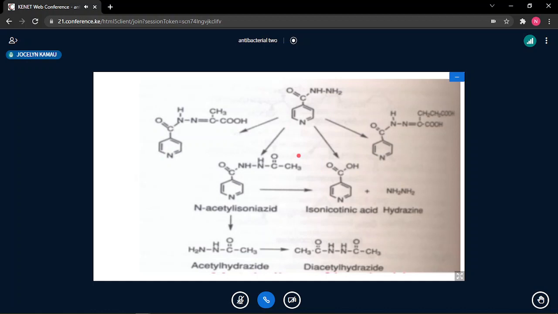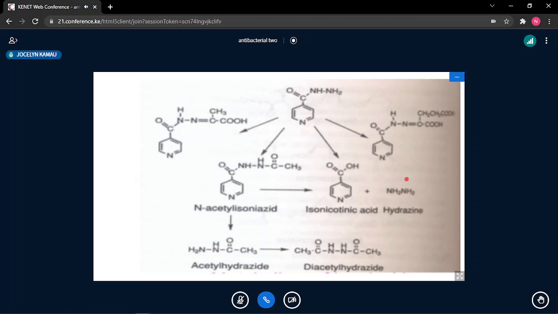Now, when we look at the main route of metabolism of isoniazid, it is through acetylation. Here we have our isoniazid. So you have here N-acetyl isoniazid. You can see we have added the acetyl group, and then the N-acetyl isoniazid can undergo hydrolysis, amide hydrolysis, catalyzed by amidases, to get the isonicotinic acid and hydrazine.